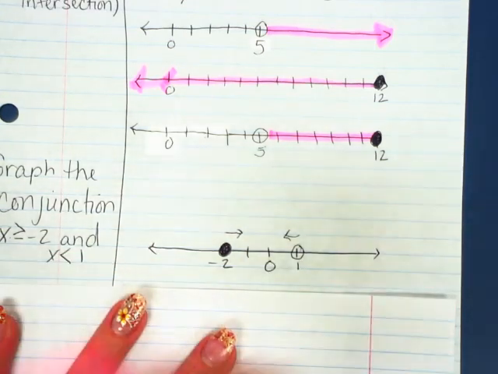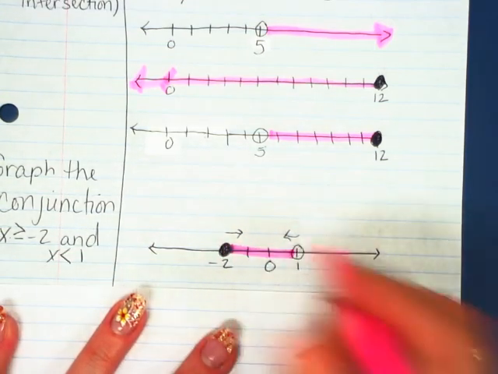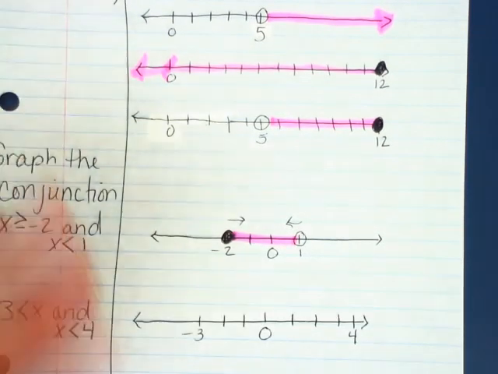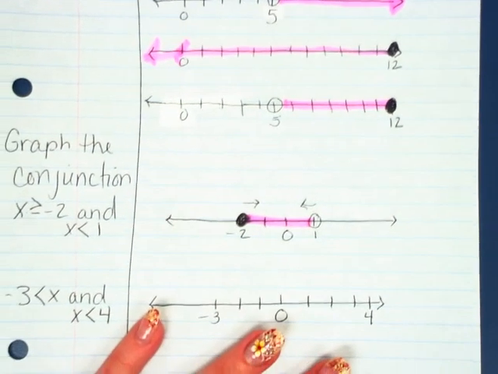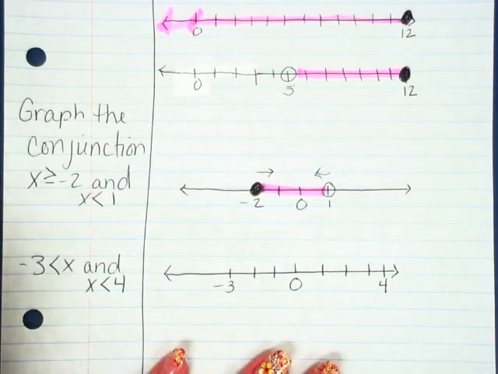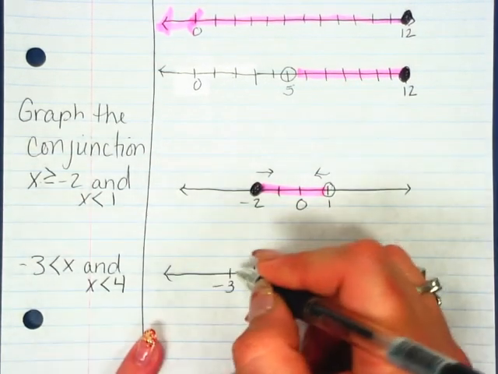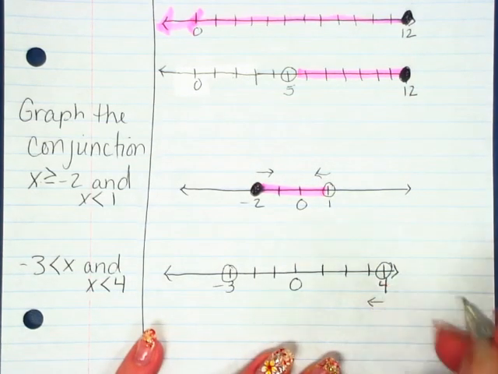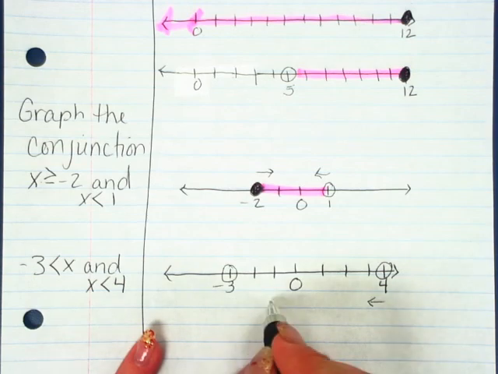And in order for it to be a conjunction, they're really looking at what's between the two numbers. So if it's not going towards the middle, it's not a conjunction, not where the two come together. So if we're looking at -3 is less than X and X is less than 4. Again, we're going to do our circles. They're both open circles. X is less than 4 would go this way. In order for it to be a conjunction, we've got to be going that way.